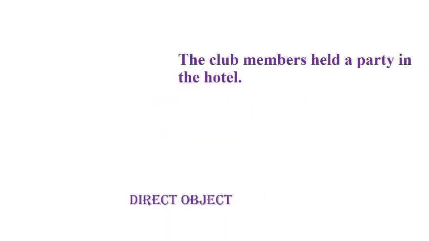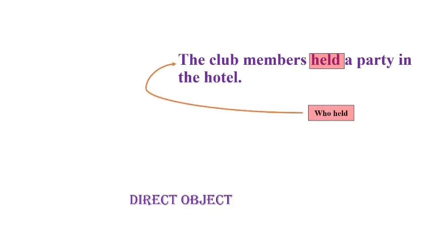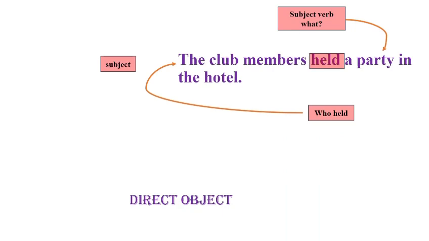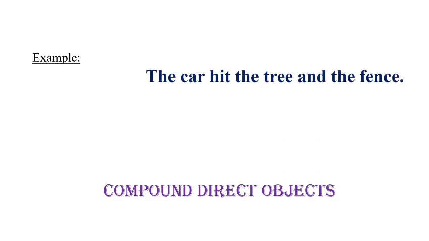Next: the club members held a party in the hotel. First, held. Who held? The club members. So the club members are the subject of the sentence. The club members held what? A party. So a party is the direct object, right?